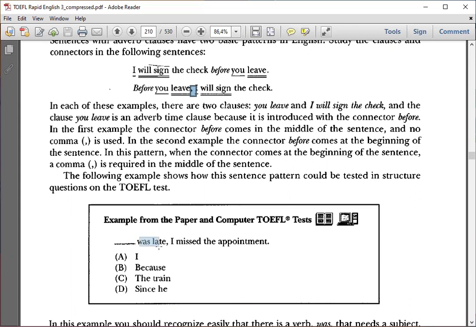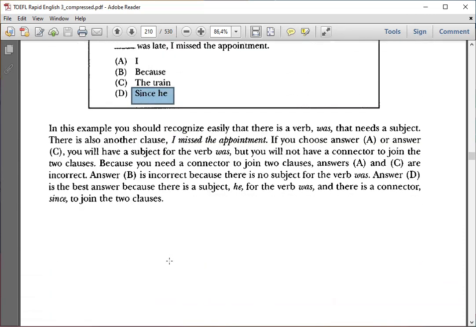I was late. There will be was. Yeah. I miss subject verb. There is no subject, right? You cannot find subject here. So you have to put connector plus subject. If you put I, no connector. If you put because, you miss subject. If you put the train, you miss connector. So the correct one, sentence need connector and subject. So the right one is delta.